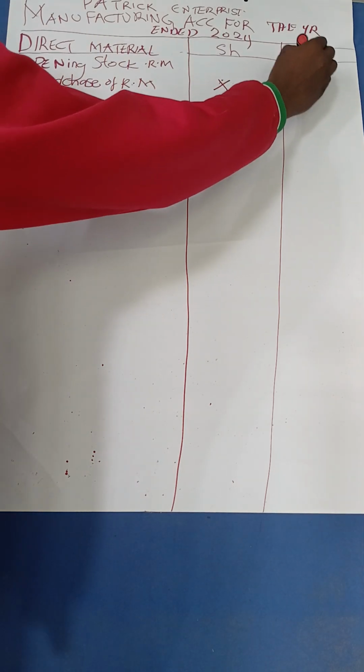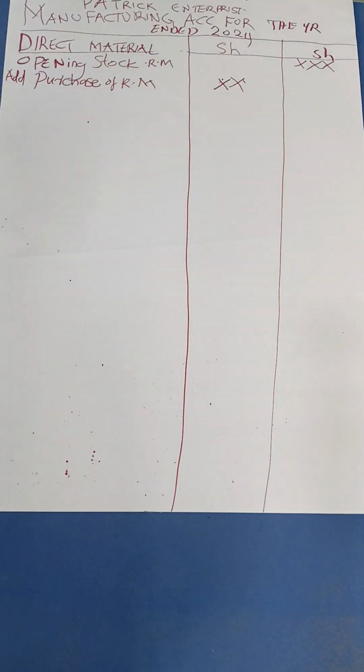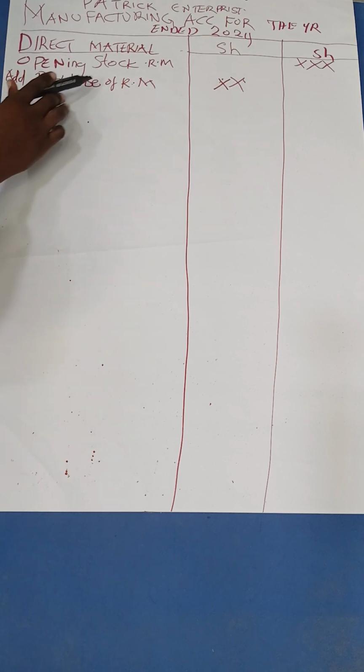So let me use this one 3, then this one 2. So that is, we have purchased. So this is we had the opening stock. We have added our stock so that we can proceed with the production. But this stock can have some adjustment. We can have some adjustment on here.